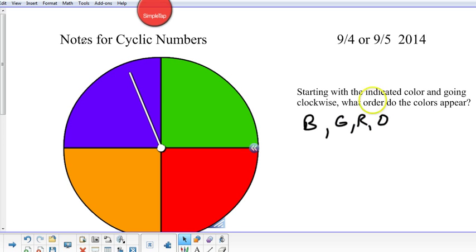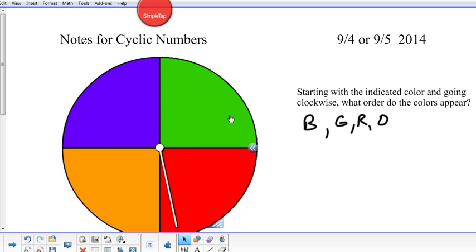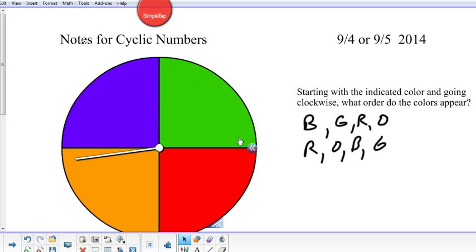If I spin it again, alright, we got red, then orange, then blue, then green. Okay, if I spin it again, we got orange, blue, green, red.